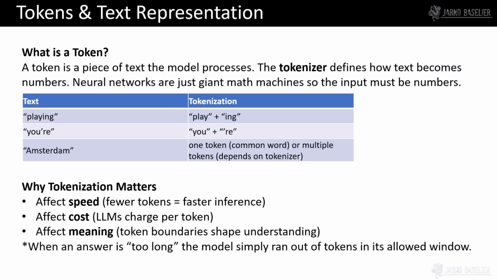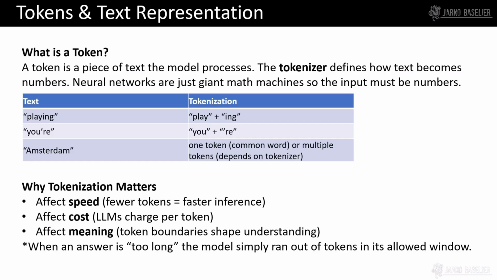A token is a piece of text that the model processes. The tokenizer defines how text becomes numbers. Neural networks are just giant math machines, so the input must be numbers, so everything must be converted to a number. And here we see some examples of tokenization.